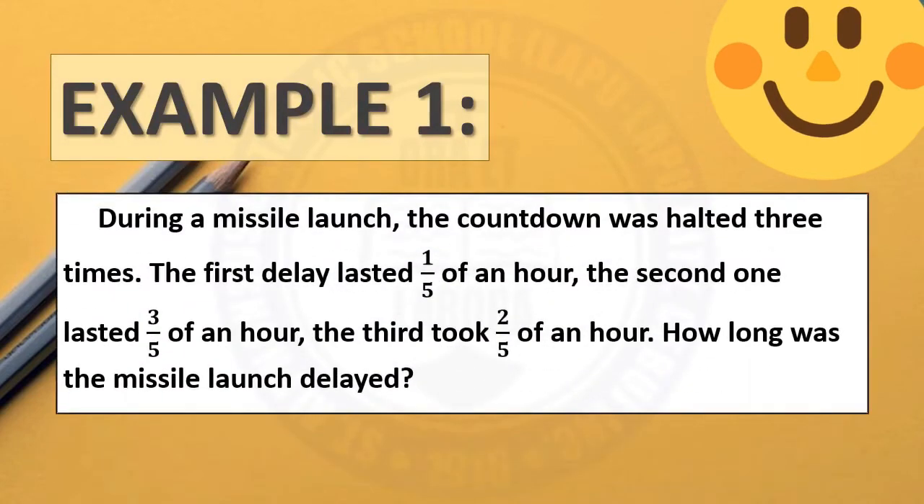During a missile launch, the countdown was halted 3 times. The first delay lasted 1/5 of an hour. The second one lasted 3/5 of an hour. The third took 2/5 of an hour. How long was the missile launch delayed?